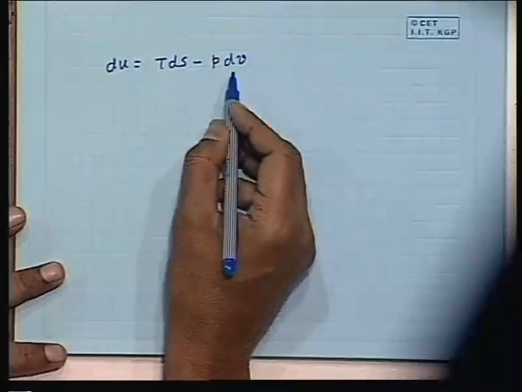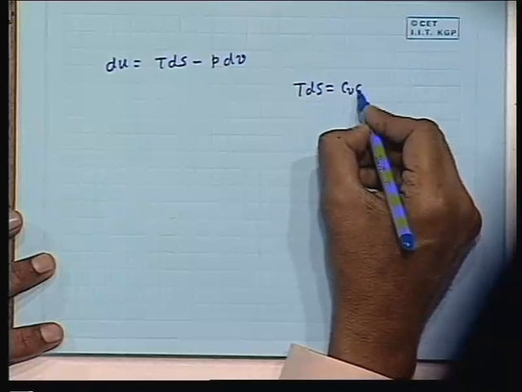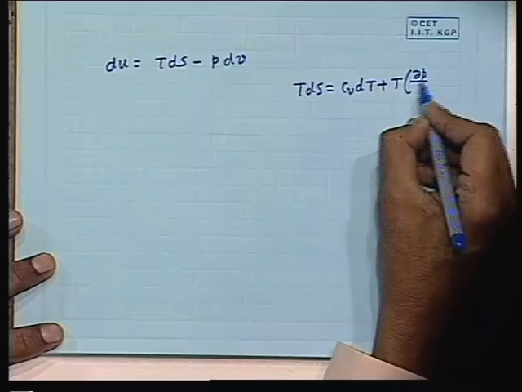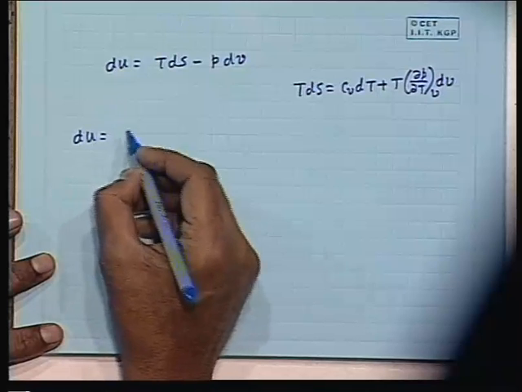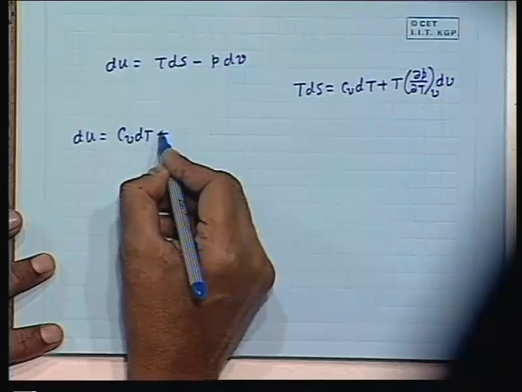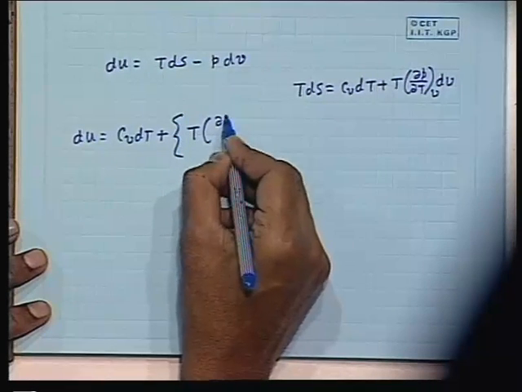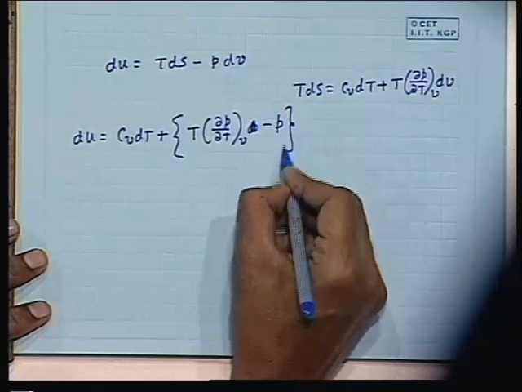Good. Because in the Viva these questions will be asked. Nobody will ask you how to deduce the Clausius-Clapeyron equation. So du is TdS minus PdV. Similarly, if you recall the first TdS equation, what is it? It is Cv dT plus T into del P del T at constant V dV. Very good. You write it here: du is equal to Cv dT plus T del P del T at constant V dV, minus P dV.